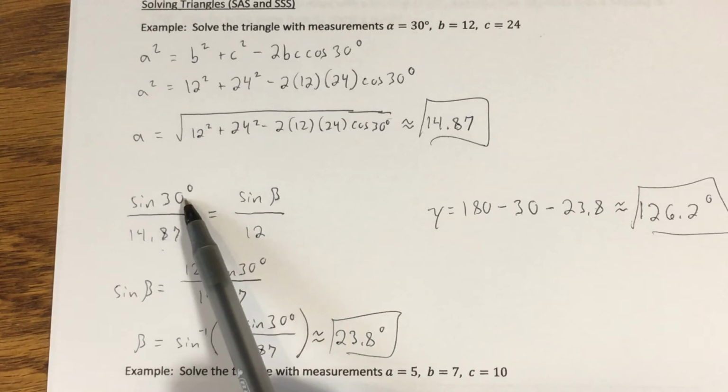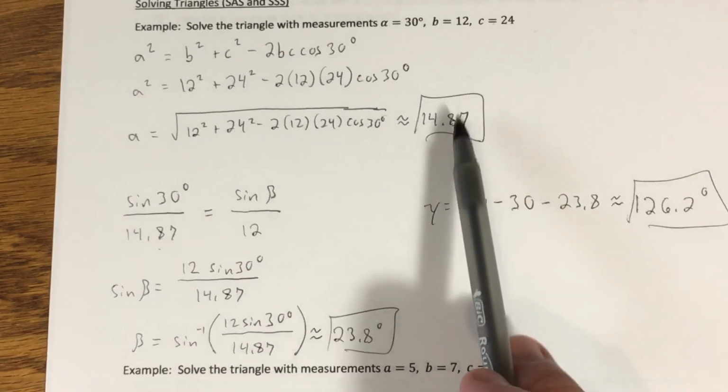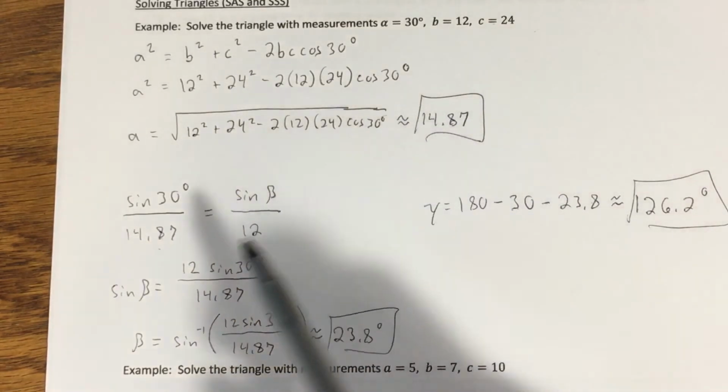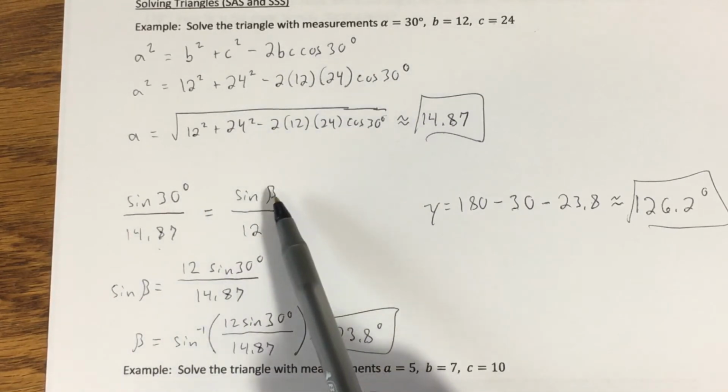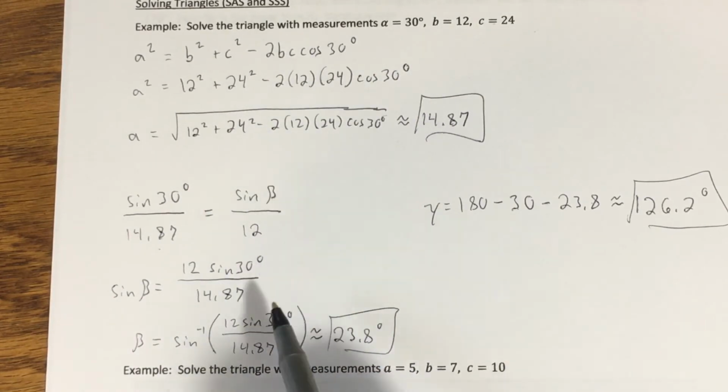That would be sine of 30 degrees over 14.87, which we just got, equals sine of beta, we don't know beta, over B. We do know B. B is 12. So this lets me set up the law of sines, which I would then use to solve for beta.